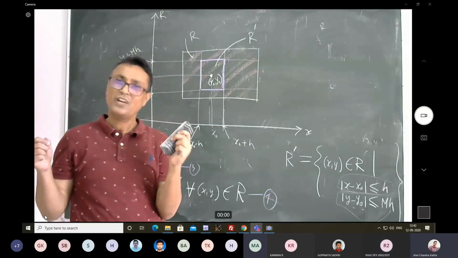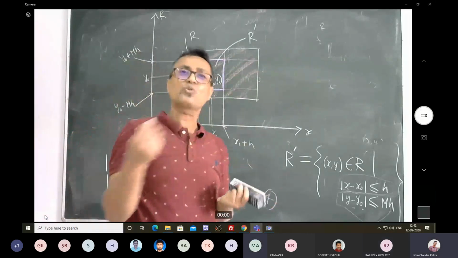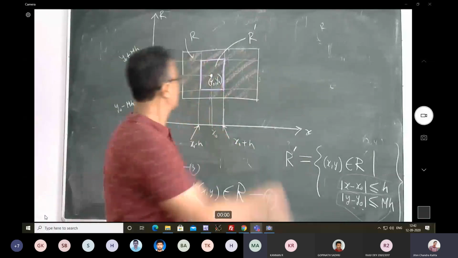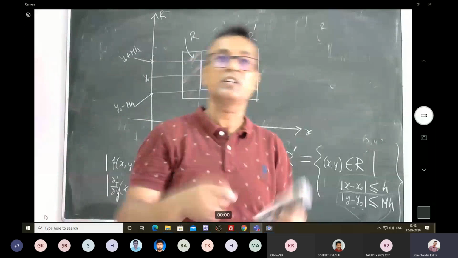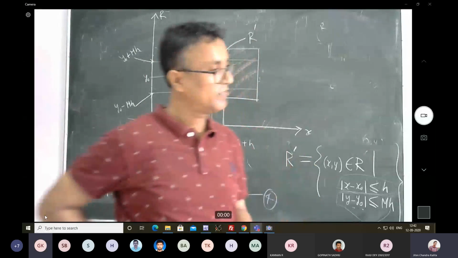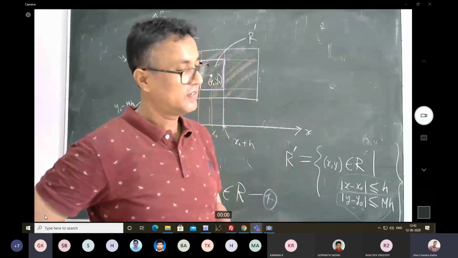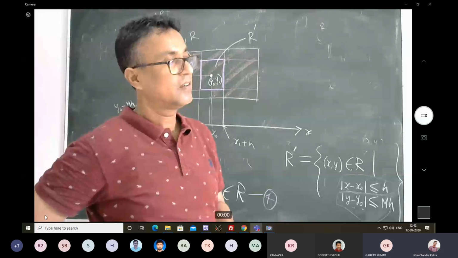Any doubt? Because I am going to choose h very small such that I am always going to get a sub-rectangle R prime which is enclosed inside R. Fine? Yes, sir, here our h depends on K and M also, I think.